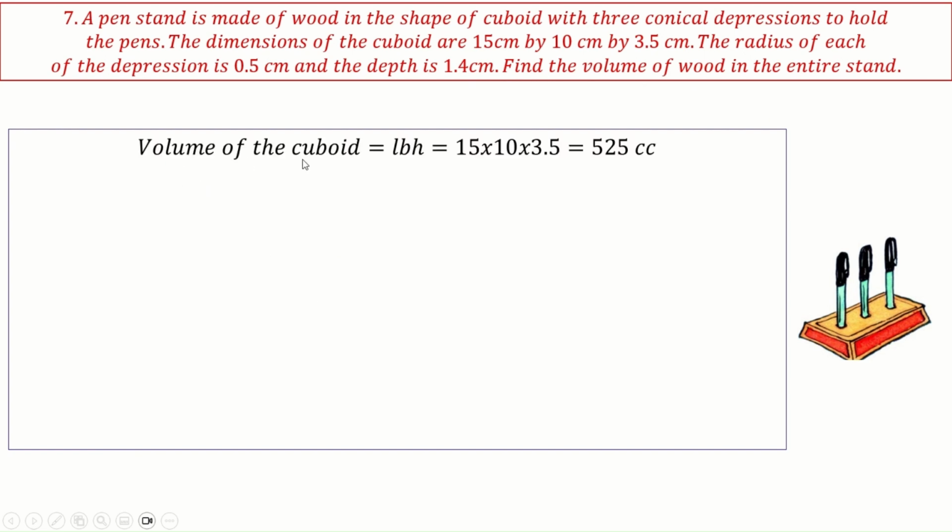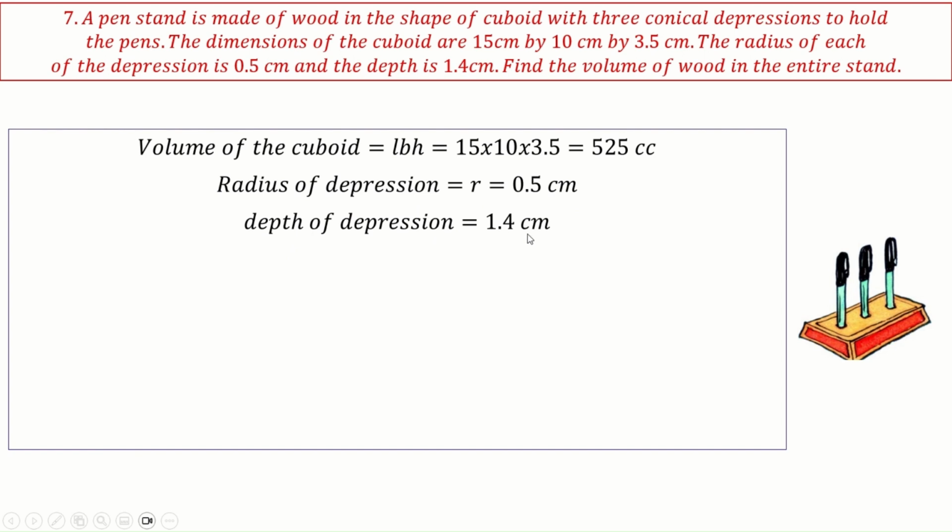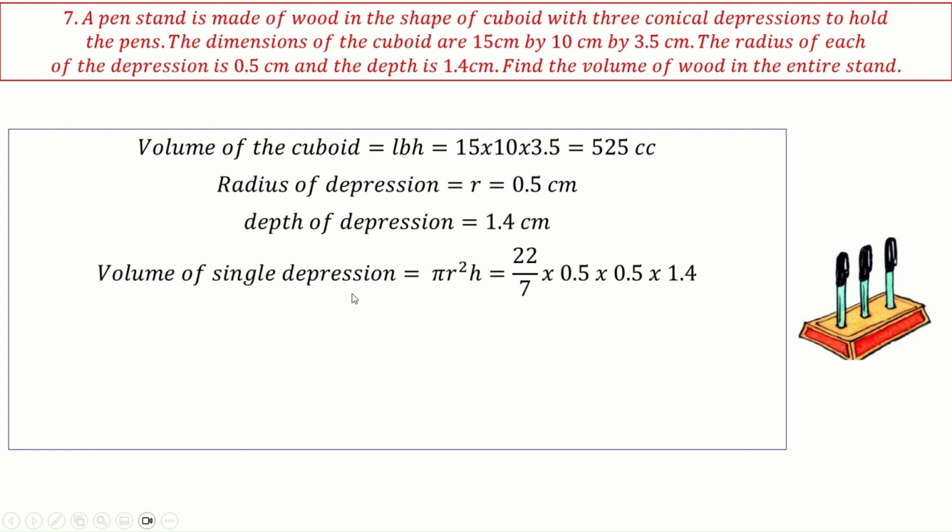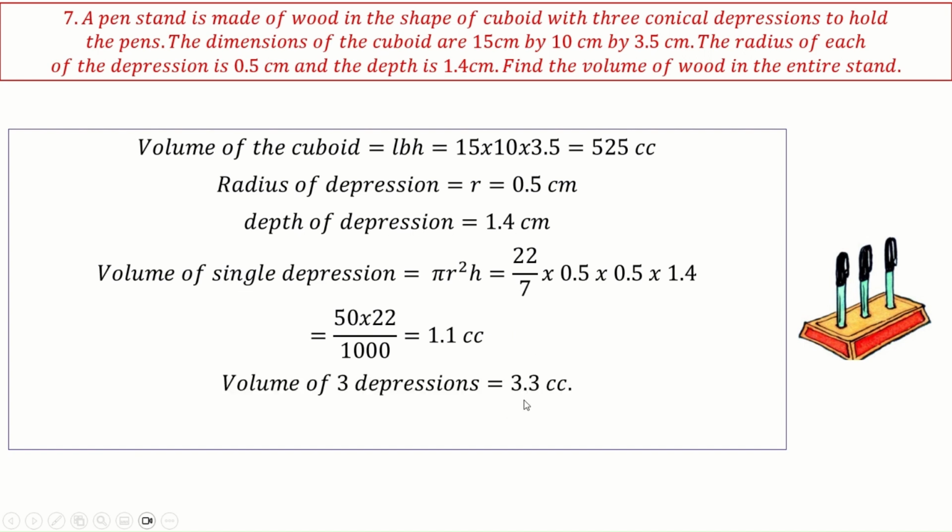This is simple. First is the cuboid volume, which is 525 cc, L into B into H. The radius of the depression is 0.5 centimeters and the depth of the depression is 1.4 centimeters. So the volume of one depression is pi r square h, which is around 1.1 cc. So the volume of three depressions is 3.3 cc. So the volume of the final pen stand is 525 minus 3.3, which is 521.7 cc.